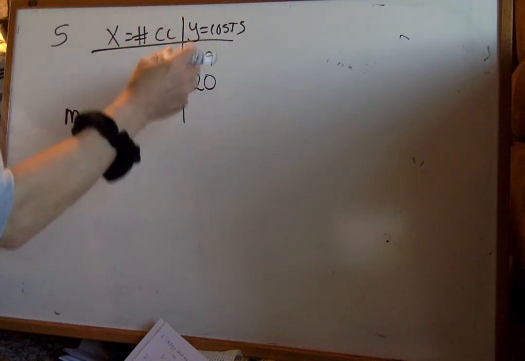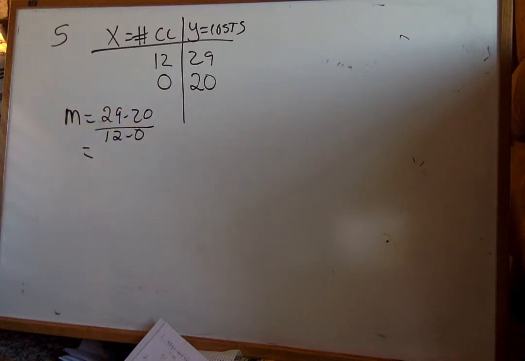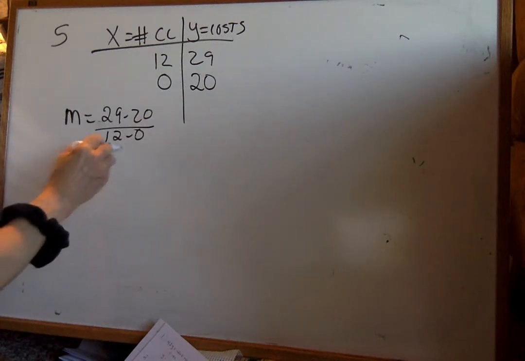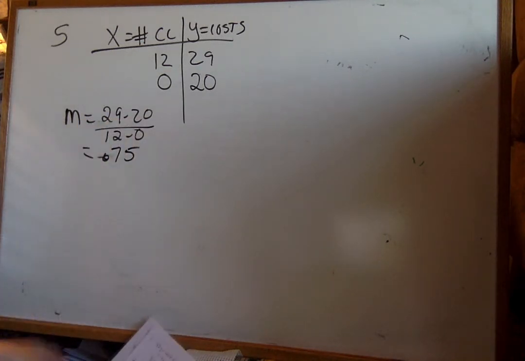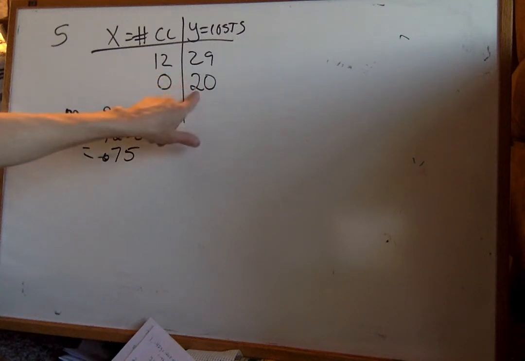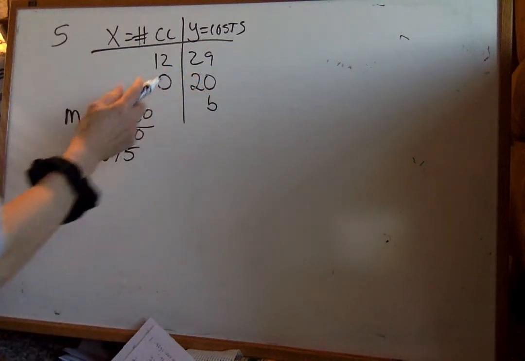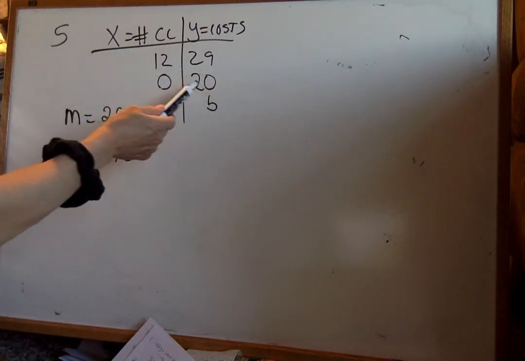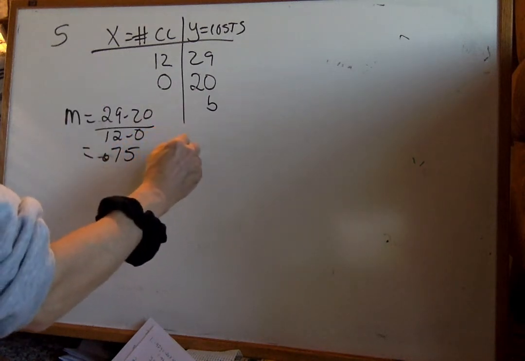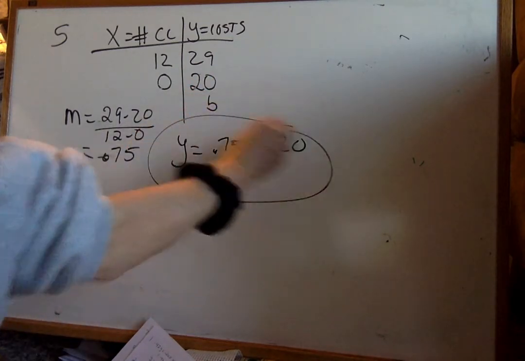Slope, now I already have it set up vertical, so 29 minus 20 over 12 minus 0 is, do the math, negative, that's silly, 0.75. First time I did this, I ended up making this problem longer than it needed to be. This is the y-intercept, right? I don't have to plug this in to solve for b. My b is 20 because the y-intercept is where x is 0. So I'm done. 0.75x plus 20. That is the equation of the line.